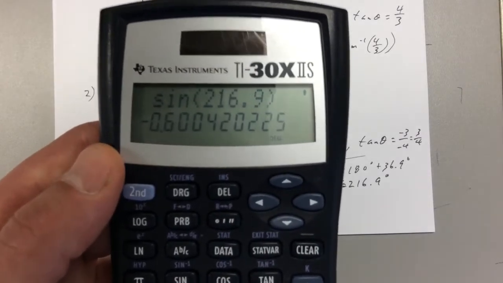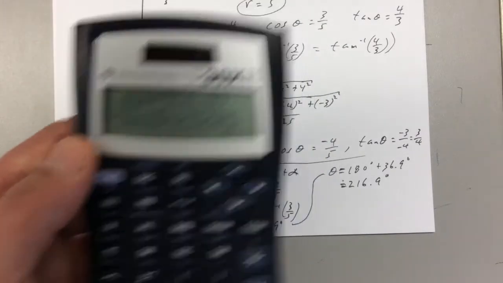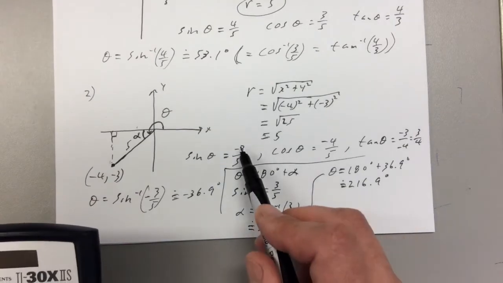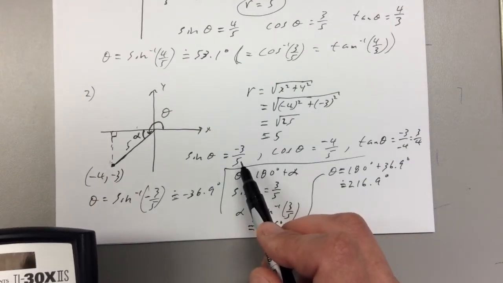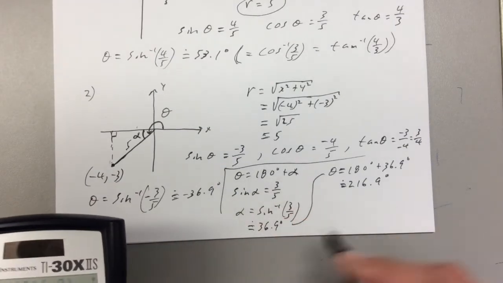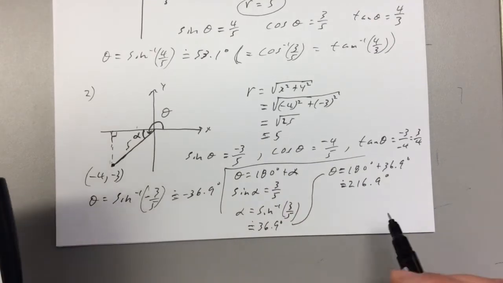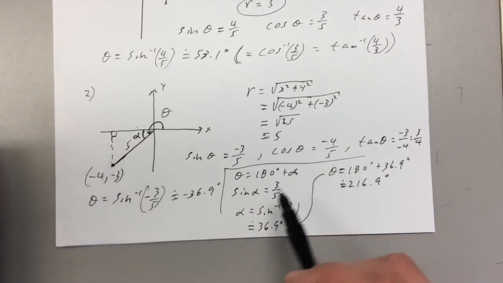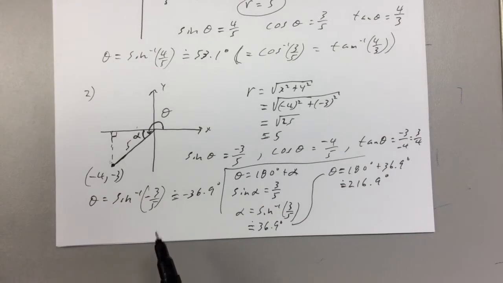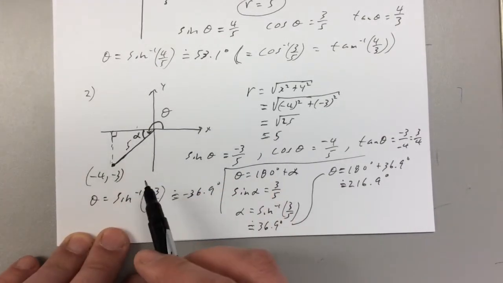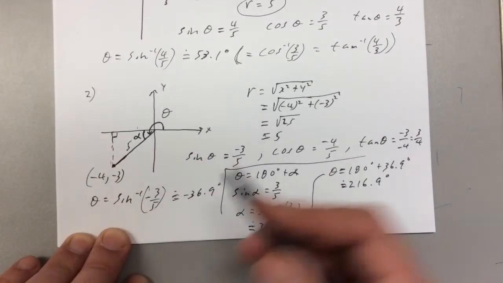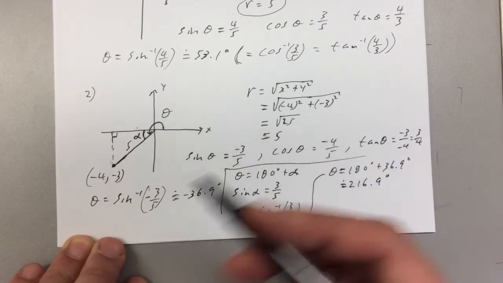And it gives me negative 0.6. And 3 over 5 is 0.6. So negative 0.6 would be right. Okay, so this is how we have to figure out the angles now when they're greater than 180. We have to look at the diagram, figure out what quadrant they're in, and add or subtract 180 or whatever.